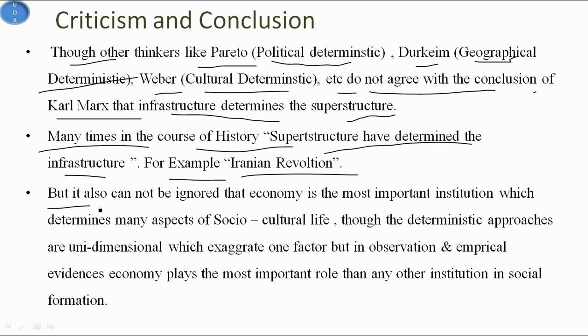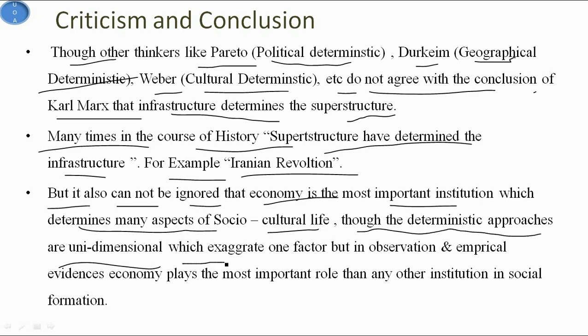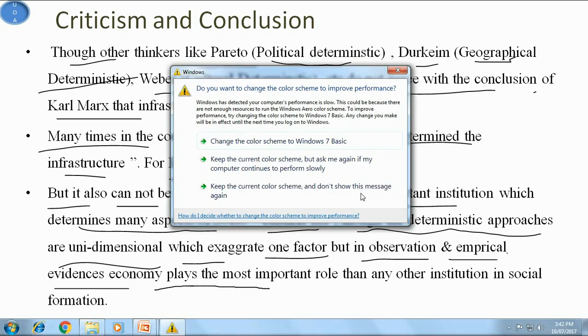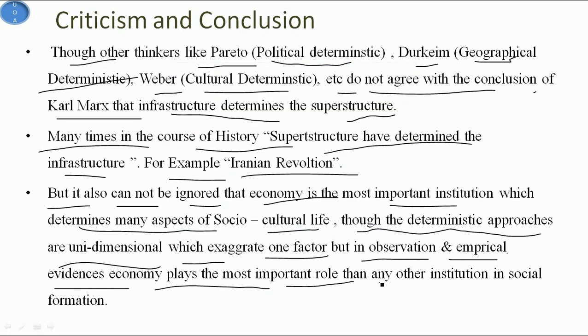But even after this, we cannot ignore the economic factor, that economy is the most important institution which determines many aspects of social and cultural life. Though the deterministic approaches are unidimensional, which exaggerate, meaning highlight unnecessarily, for example I will say 1, they will say 5, one factor, in observation and empirical evidence, economy plays the most important role of any other institution in social formation.